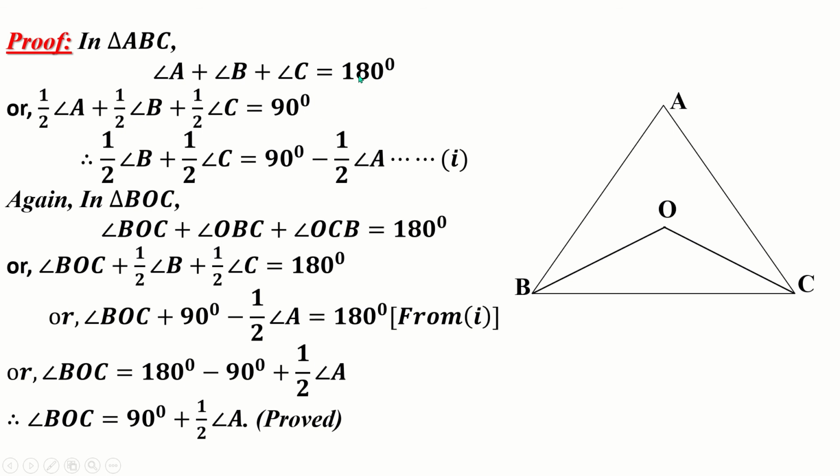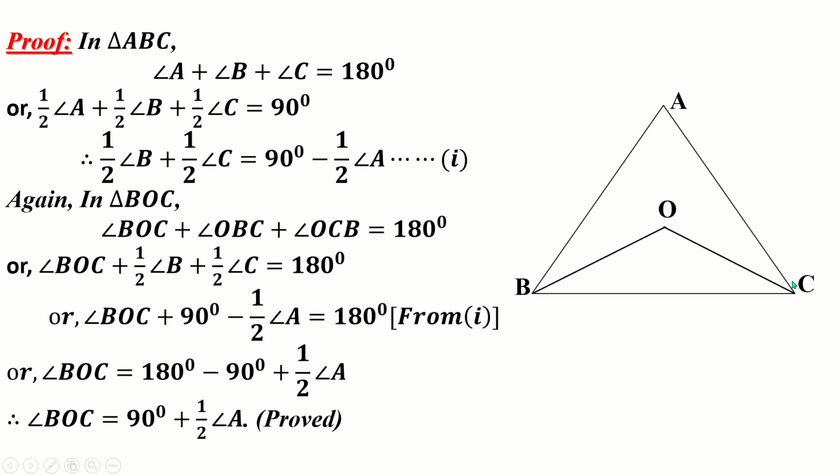Divide on both sides by 2. As a result, the left side will be half of angle A plus half of angle B plus half of angle C, which is equal to 90 degrees. Now convert this to the right side. The left side will be half of angle B plus half of angle C, which is equal to 90 degrees minus half of angle A. This is equation number 1.